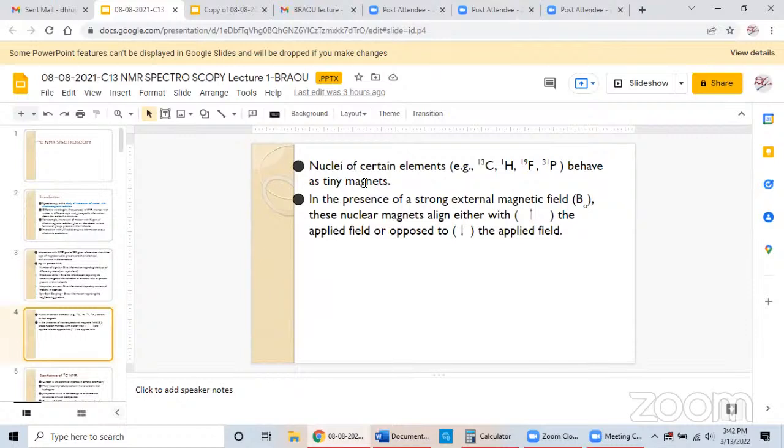So they behave as magnets. When they are placed in a strong external magnetic field, they align with the field or opposite to the field, especially if I is equal to half. All these nuclei have I equal to half. I'll come back to it in the principle later. This is what I told you.